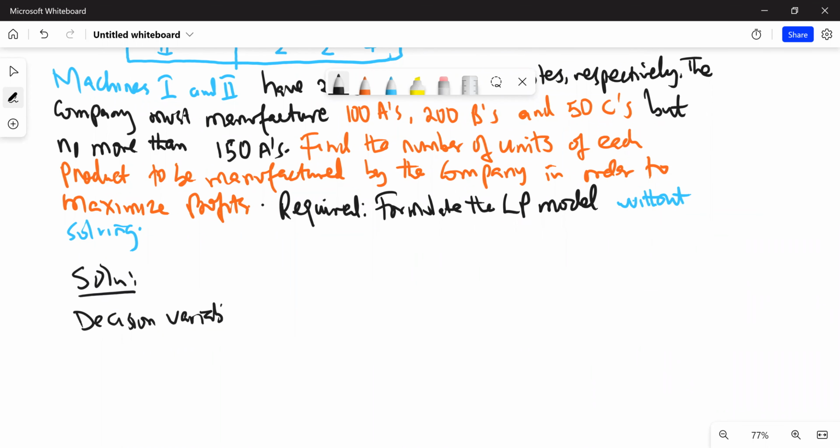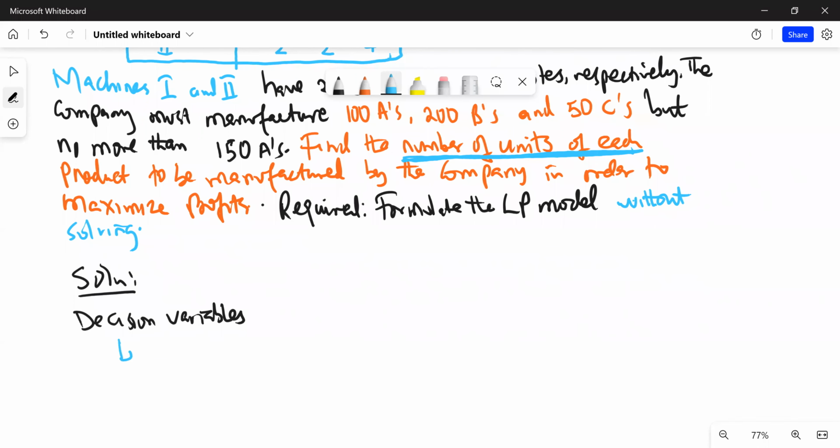And what are your decision variables? These are your decision variables. What we are looking for. Okay. And since we have 3 products, we are going to have a decision variable for each of the products.